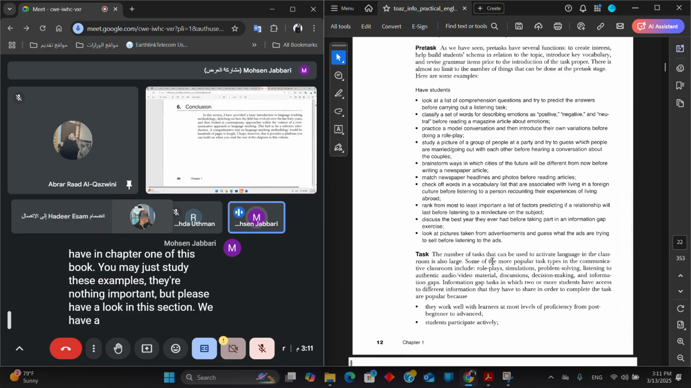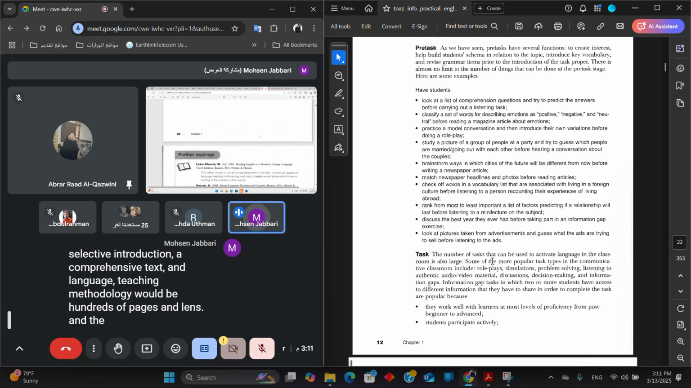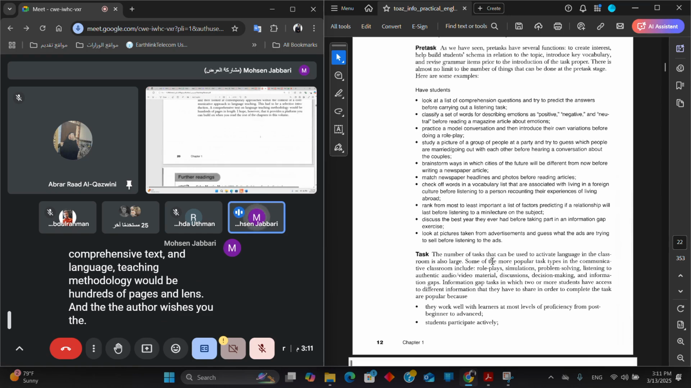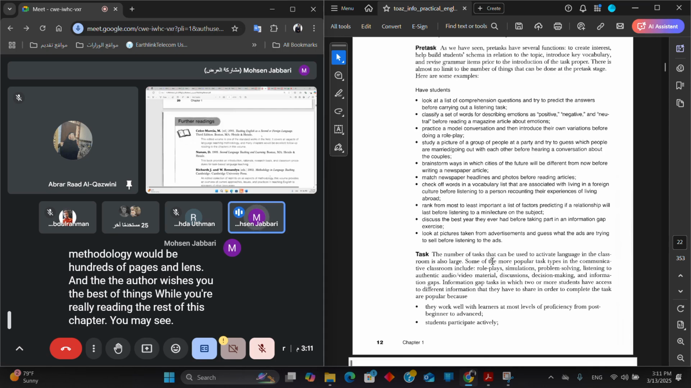In this section, we have a conclusion for chapter one of your book. The author provided a basic introduction to language teaching methodology, sketching out how the field has evolved over the last 40 years, and then look at the contemporary approaches within the context of communicative approach and language teaching. This had to be a selective introduction. A comprehensive text on language teaching methodology would be hundreds of pages in length. And the author wishes you the best of things while you're reading the rest of this chapter. You may see some kind of reference and reference list in here.